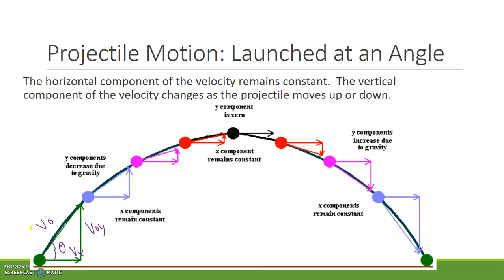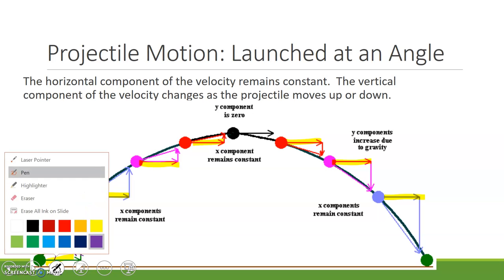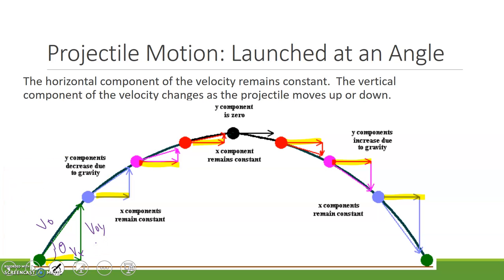Next, let's look at the horizontal and vertical velocity vectors separately. First, studying the horizontal vectors. Notice that they remain the same length throughout the trajectory. This means that the horizontal component of the velocity remains constant. If there is no change in horizontal velocity, that tells us that the horizontal acceleration is 0 meters per second squared.